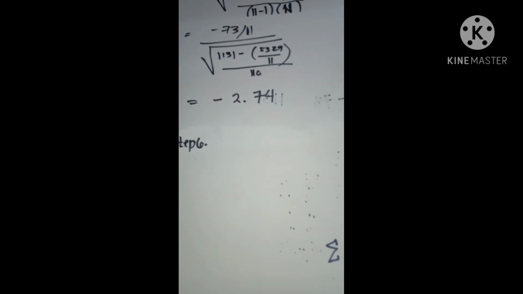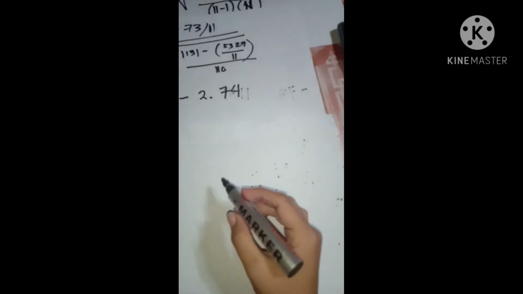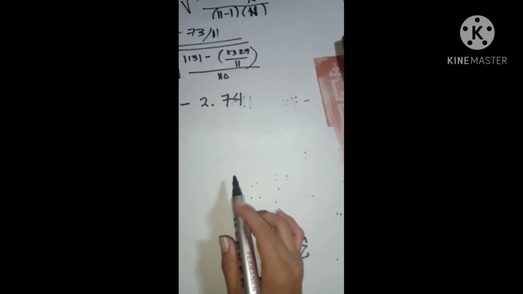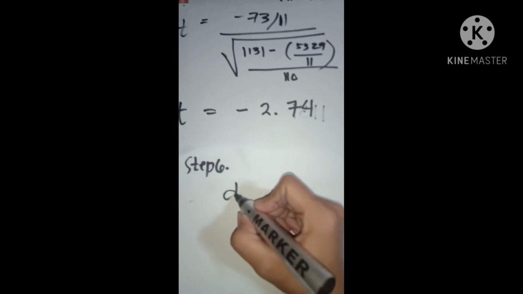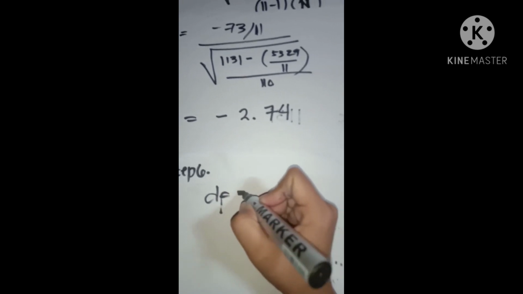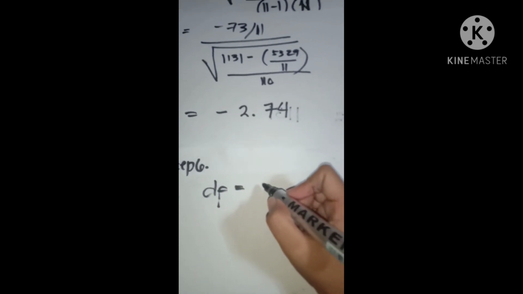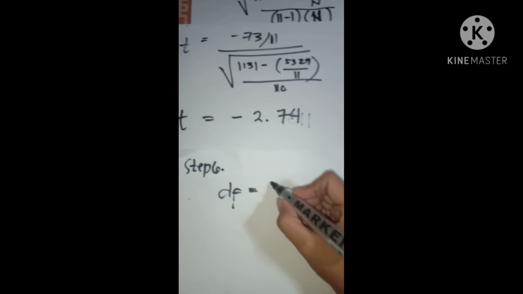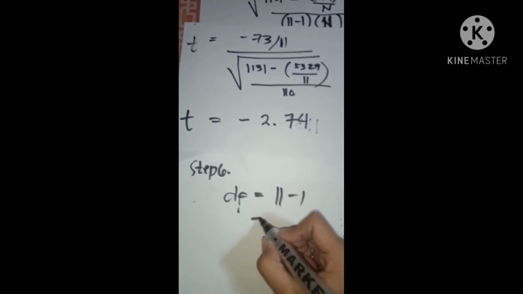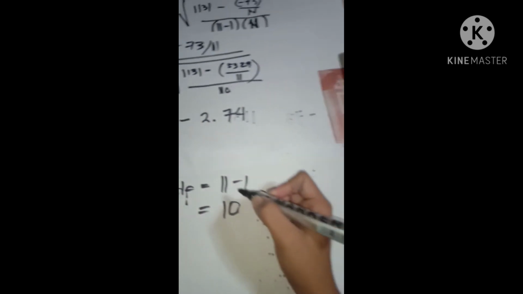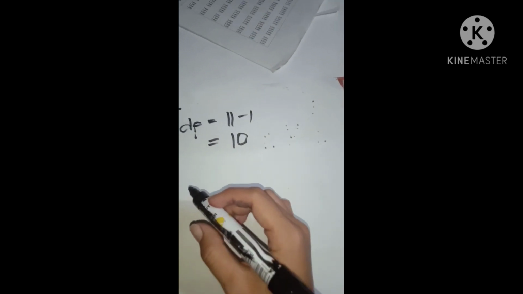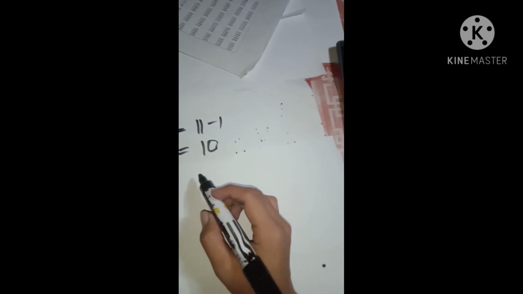Step 6, we are going to subtract 1 from the sample size to get the degrees of freedom. So the sample size is 11 minus 1, so the degrees of freedom is equal to 10. Next is step 7. We are going to find the p-value in the t table.